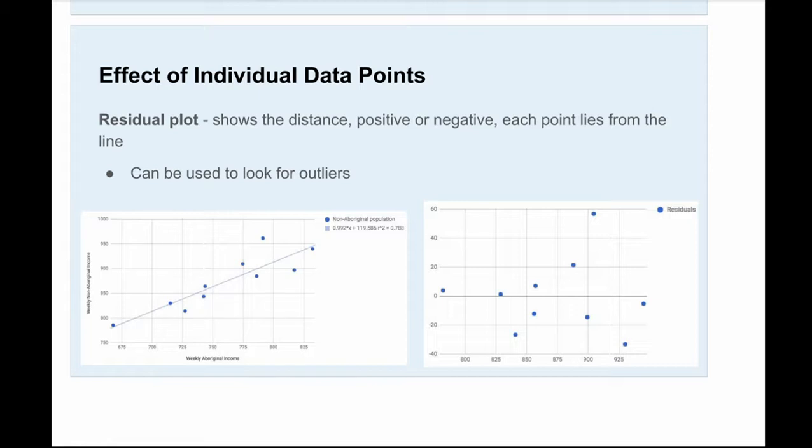shows the distance, positive or negative, that each point lies from the line. And we can use this to look for outliers. Are there certain points that are very far away from our line? And again, we could use our line of best fit, but we may not be able to really tell how far away they are compared to the other data points. So we're going to create a residual plot just to see if there are any points that are very far away.